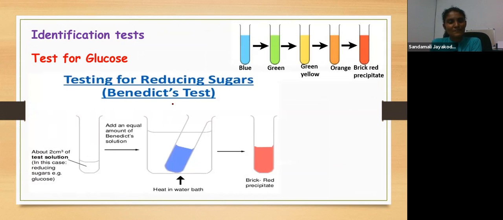So here glucose, it's a simple sugar. What we have to do to identify whether there is glucose in our food is the Benedict test.